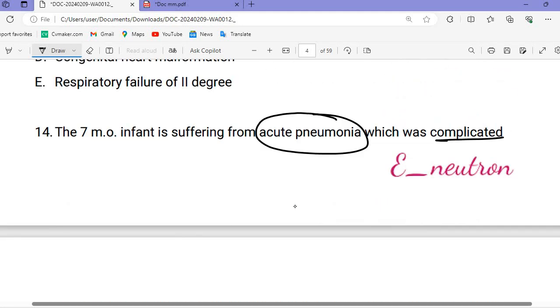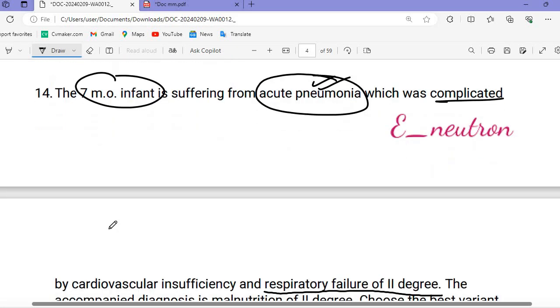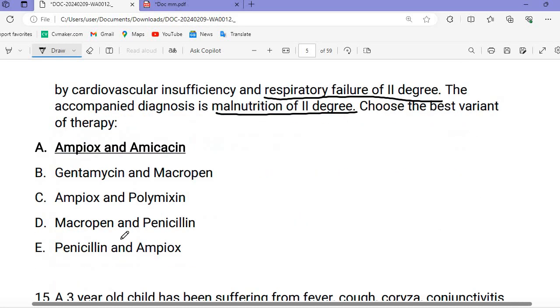See, the patient is a 7-month-old infant having acute pneumonia. Now you see that this is complicating, meaning it's going towards severe pneumonia. In severe pneumonia, what is the best variant we will give? We will give amoxicillin or what else can we give? Oxacillin.